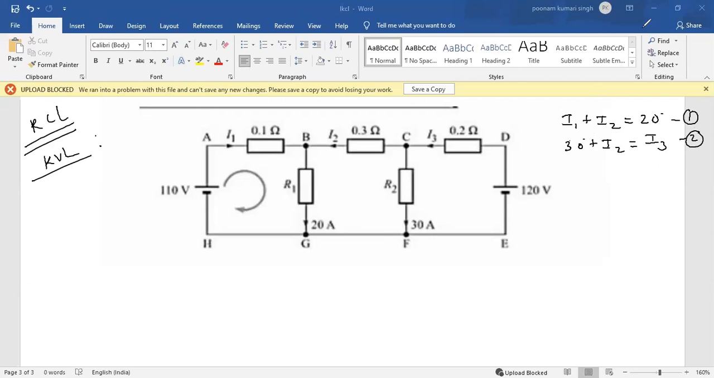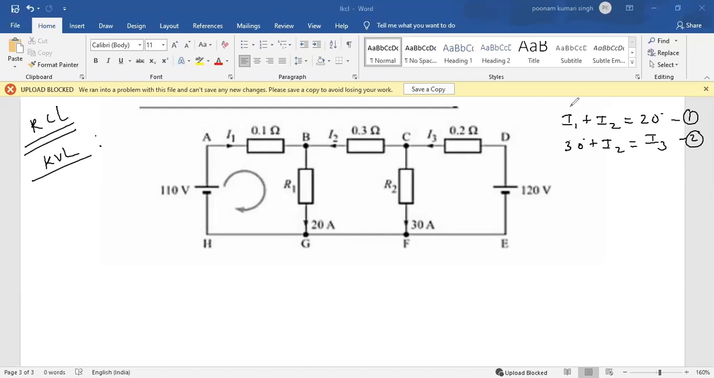So we can take the loop ACFH. A C F H. Okay. Why did you say this? Any reason behind that? So we have I1 and I2, so we will have two equations for I1 and I2.